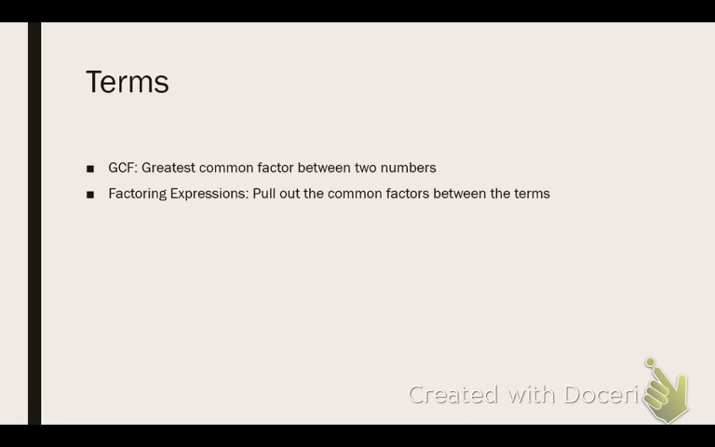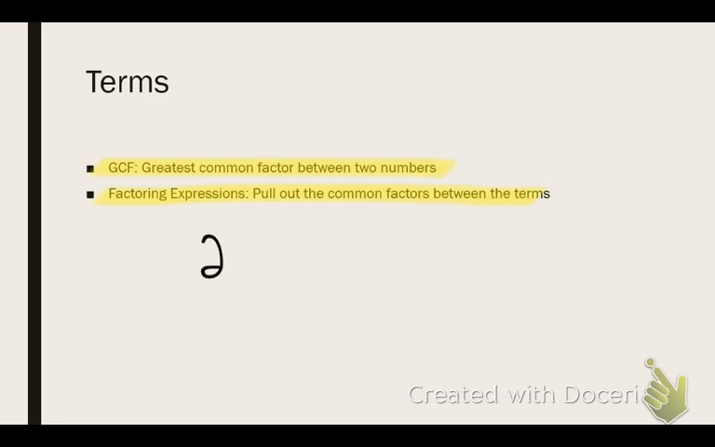GCF. GCF is a major part of today's lesson, but it's what you are expected to already know to do the work that we're about to do. GCF has to be more or less automatic at this point. So we're going to review GCF, but this is not a lesson on GCF. It's a lesson on factoring. Factoring expressions means to pull out the common factors between the terms, which is, after all, what GCF is, the greatest common factor. So we're looking at the biggest number that goes into both numbers.